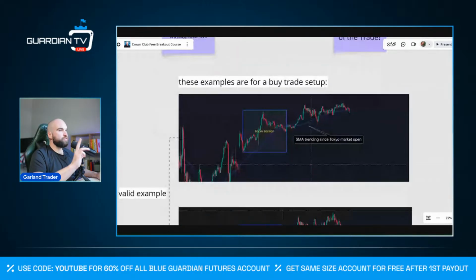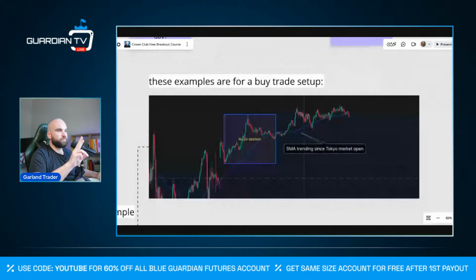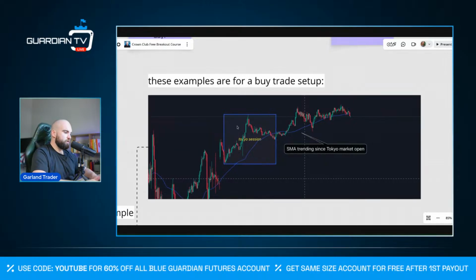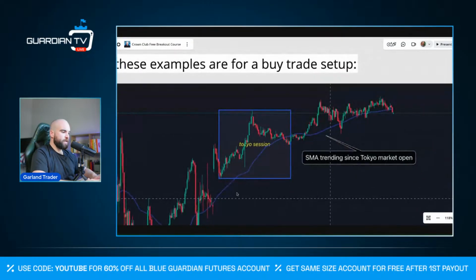So those are two separate things. Don't get me wrong. Okay. Is the SMA pointing in the direction? And is it trending in the direction? Because it can be pointing downwards, but it could be trending upwards. Okay. So in this example here, we are both trending and pointing upwards.